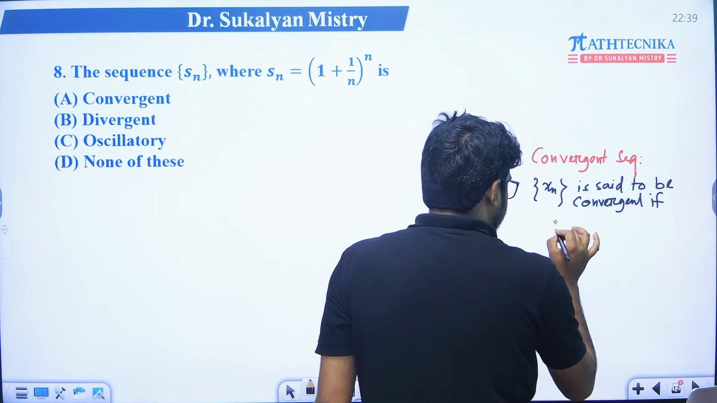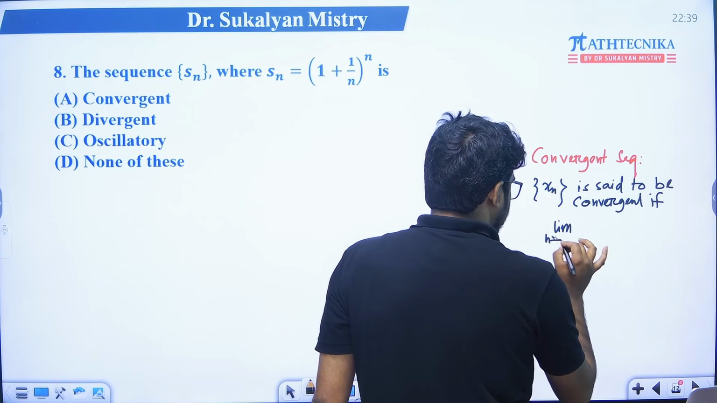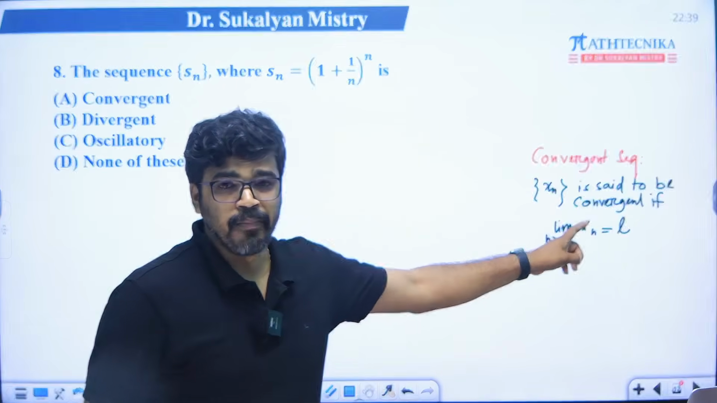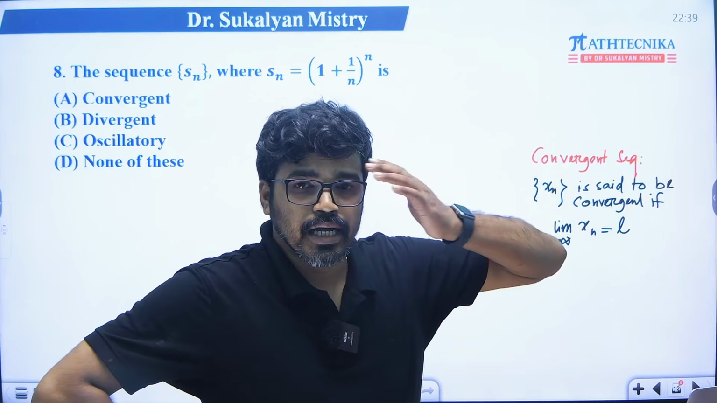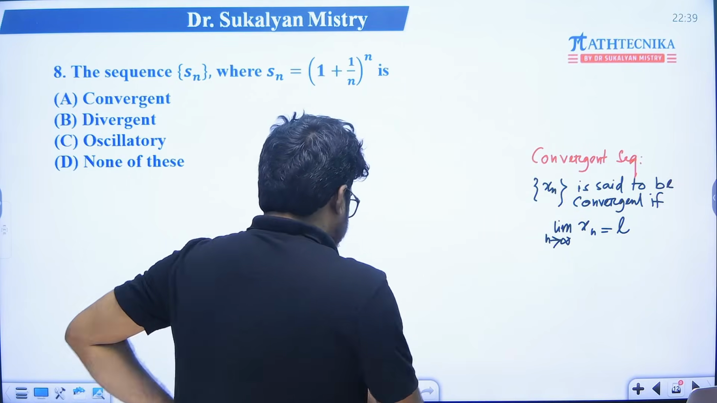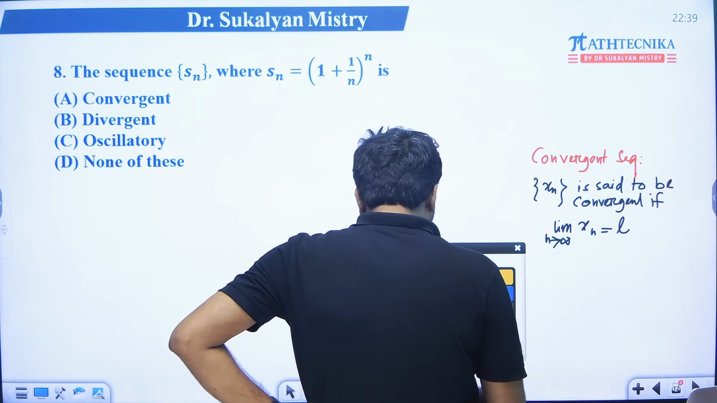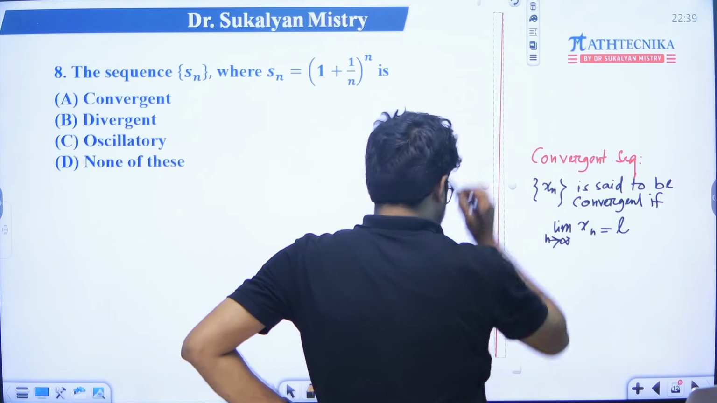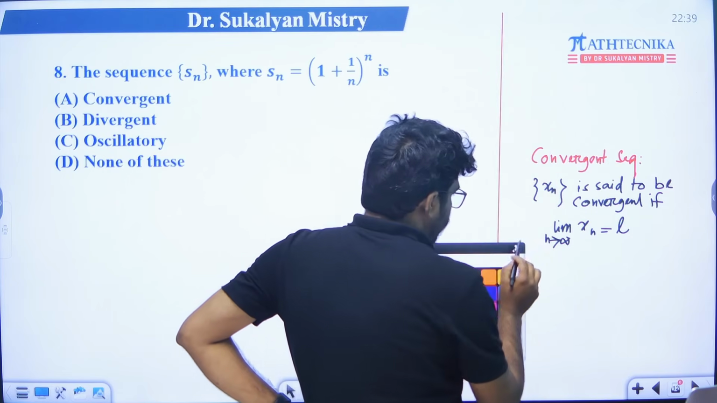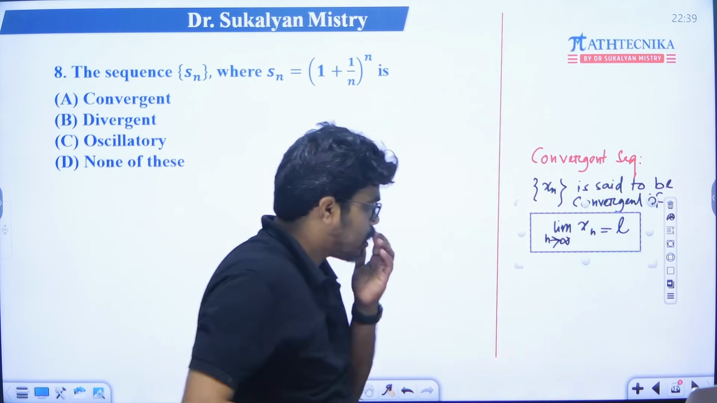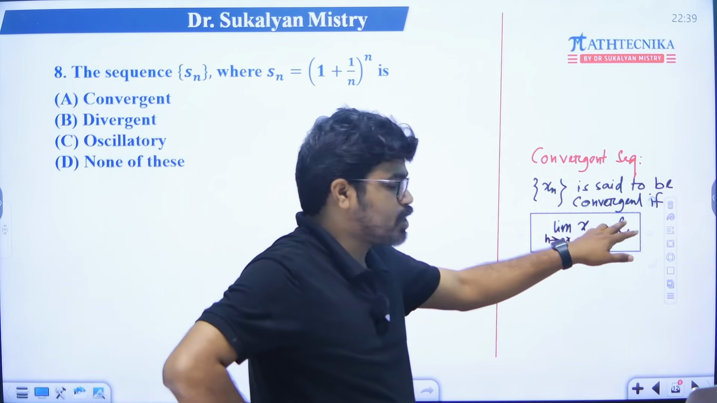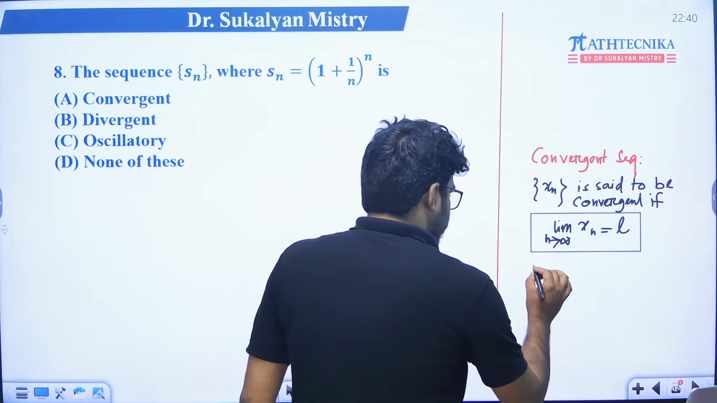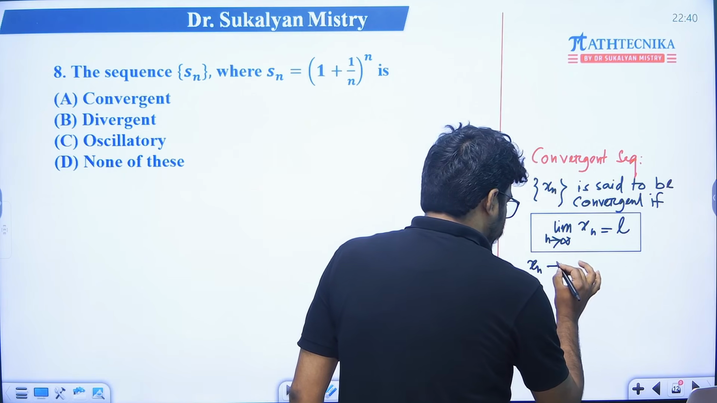if the limit as n tends to infinity of Xn is equal to L. L is called the limit of the sequence. Note this definition. So if we prove that the limit as n tends to infinity of Xn is equal to L, then we say that the sequence Xn is convergent and it converges to L.